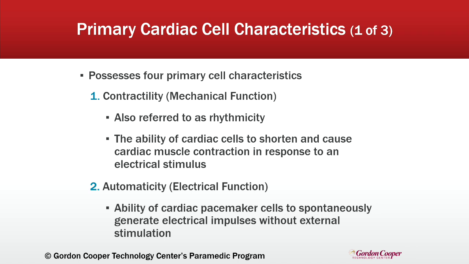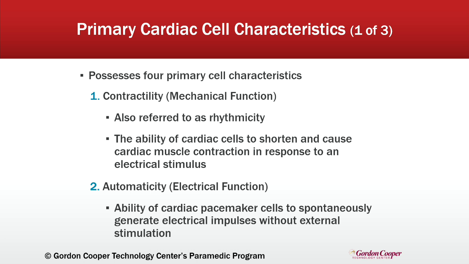So let's talk about the 4 characteristics that make cardiac cells unique. We have contractility, which is a mechanical function. Contractility, also called rhythmicity, refers to the heart's ability to shorten and contract in response to an electrical signal. When the right stimulus hits these cells, they tighten up, which is essential for pumping blood throughout your body. This rhythmic contraction is what keeps your heart beating steady.